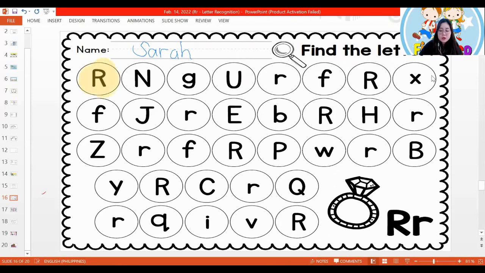1, 2, 3, 4, 5, 6, 7, 8, 9, 10, 11, and 12. 12 letter R's, and we have R is for ring. Let's see what we have for our next slide.